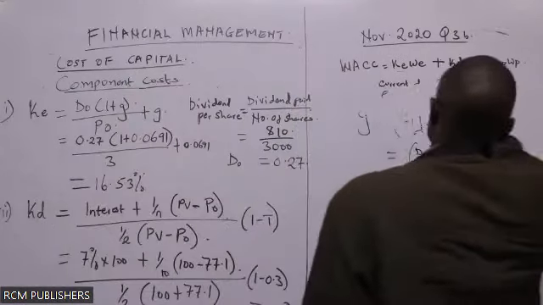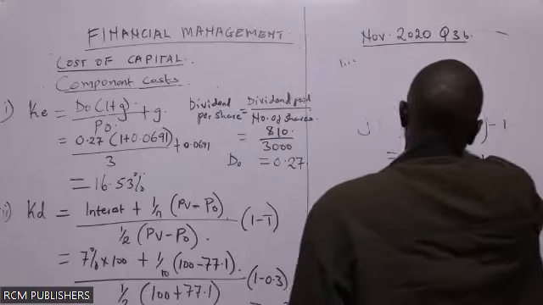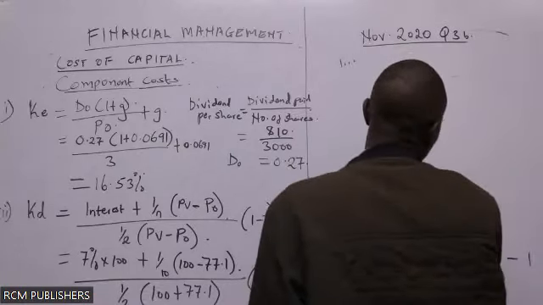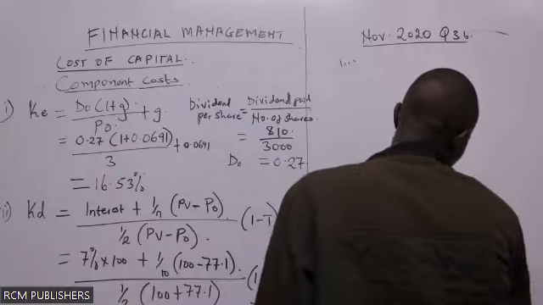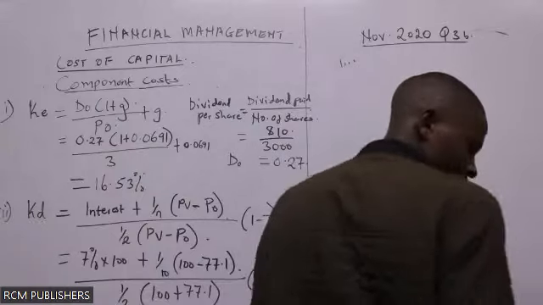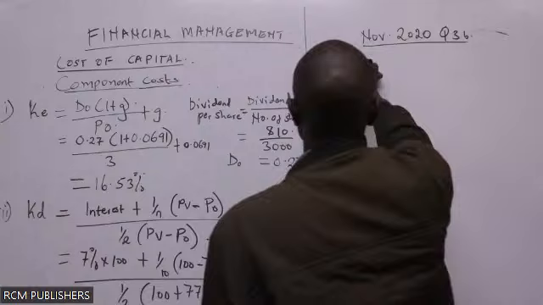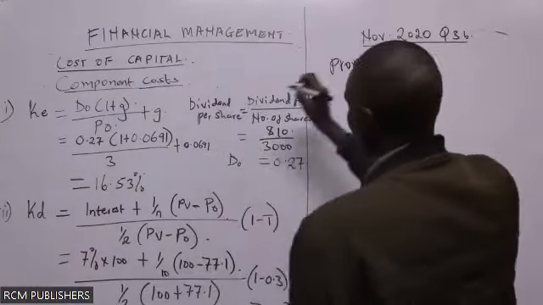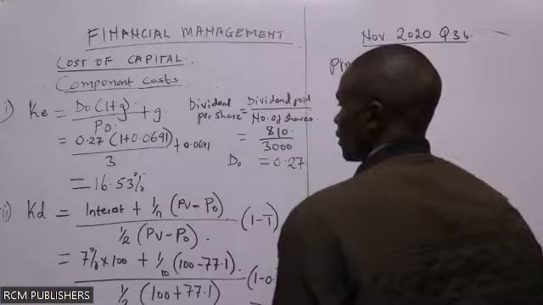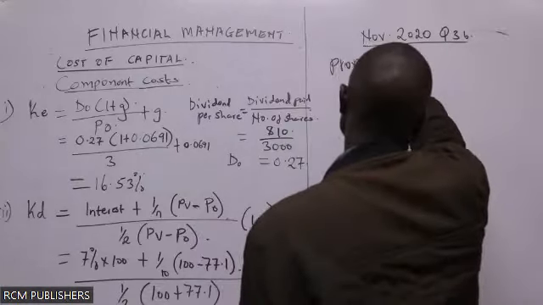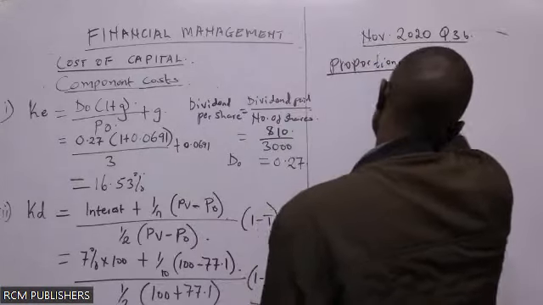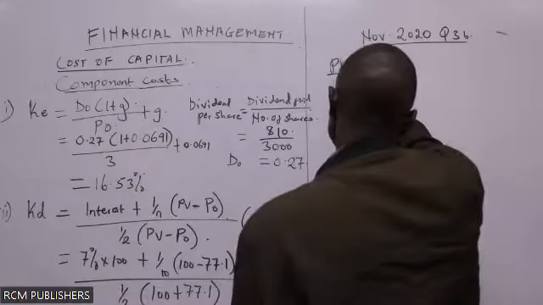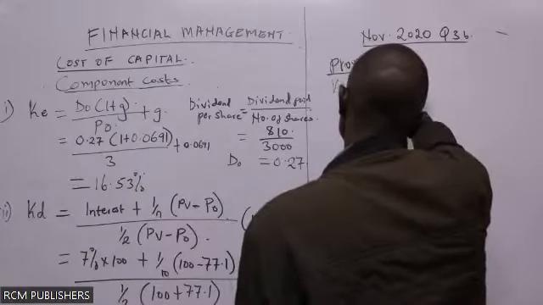With that, I am now able to compute the proportions. What are the value proportions? I only have these two components. I don't have preference shares, therefore I go to the proportions. To get the proportion, I need to get the value of ordinary share.